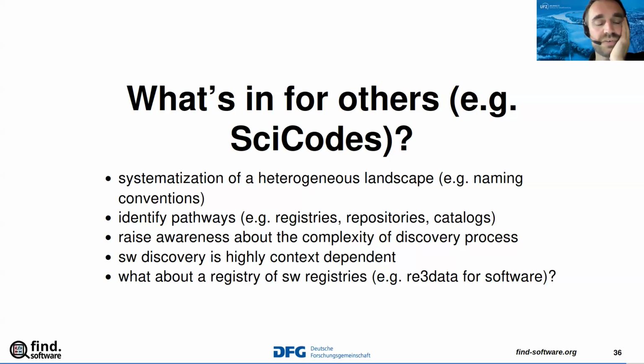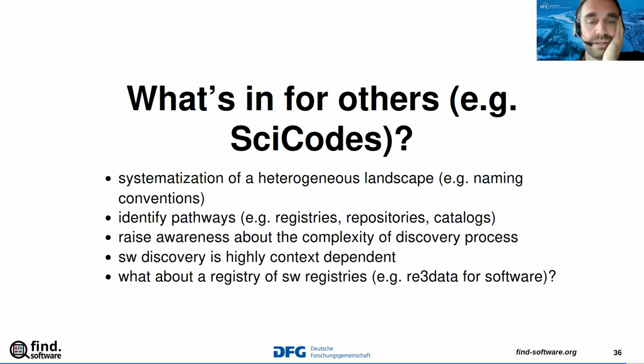Then we identified, or we're still identifying, a lot of pathways actually. That means registries, repositories, and catalogs. And I could imagine that this would be helpful for PsyCodes in the end, when we have a complete list of these options. We also want to raise awareness about the complexity of the discovery process itself, because software discovery, as mentioned earlier, is highly context dependent.